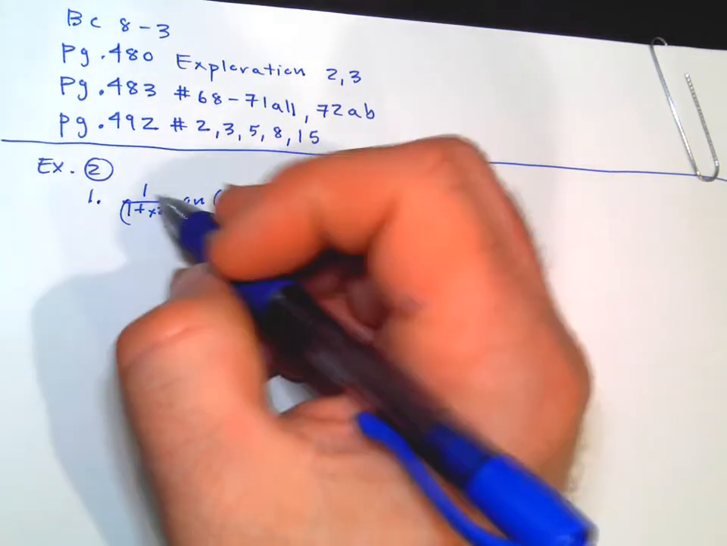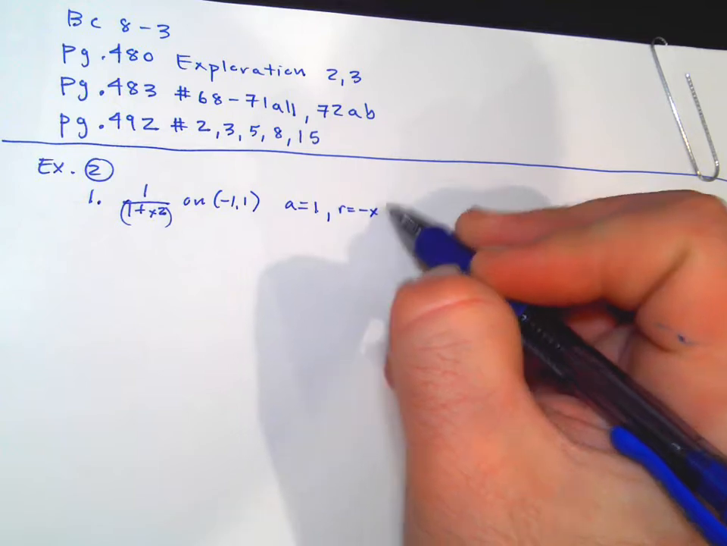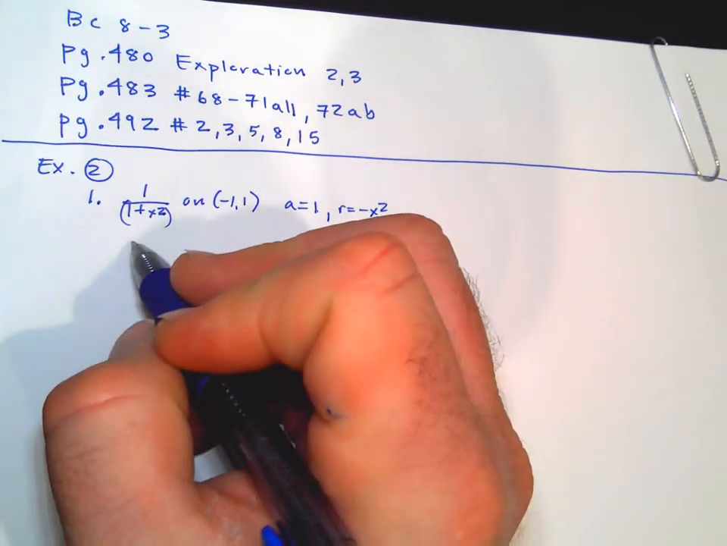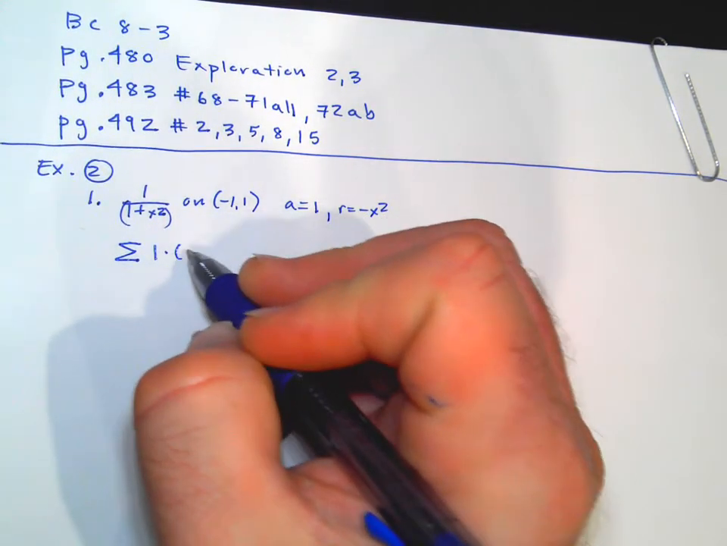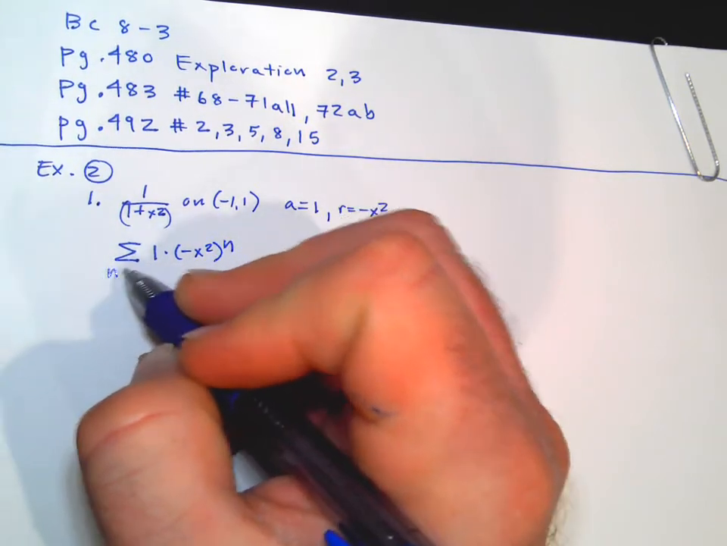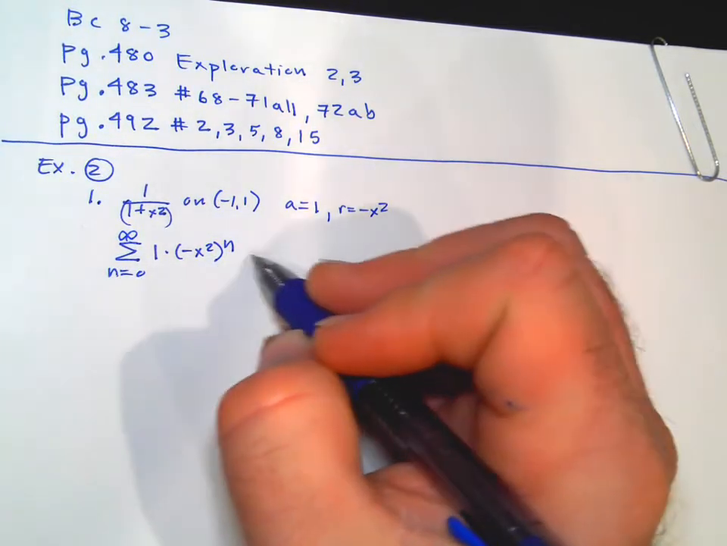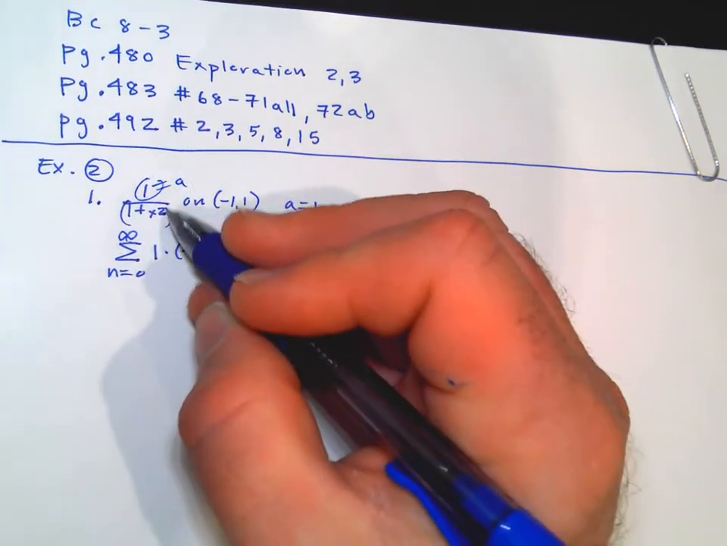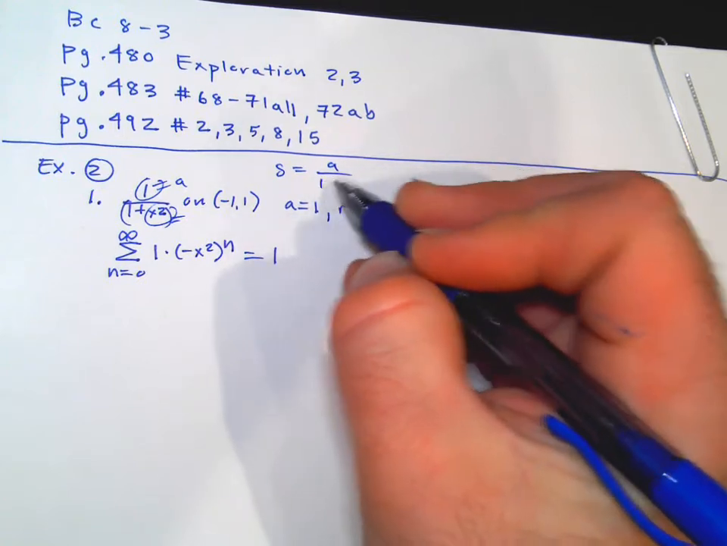For this, you say, okay, well, the a value is 1, the r value is -x squared. We've been doing this a lot lately, so we're getting pretty good at this. We could write the closed form. Usually it's the first term times the r value to the nth power if you start at n equals 0. If you start at n equals 1, then it needs to be n minus 1. The first term should be 1. This is your a, this is your r. So s equals a over 1 minus r.